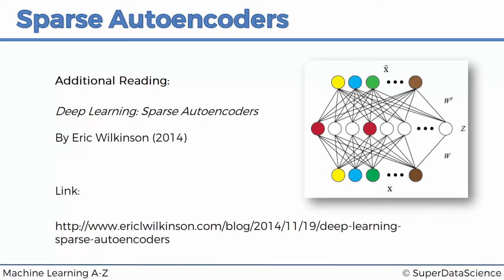The next one is called Deep Learning Sparse AutoEncoders by Eric Wilkinson. It's a very short blog post on the essence of sparse autoencoders. It's literally like a 5 to 10 minute read, and just another gentle introduction to the world of sparse autoencoders.